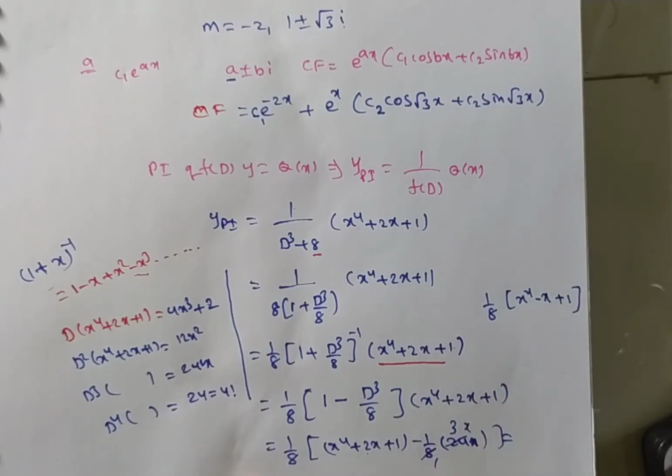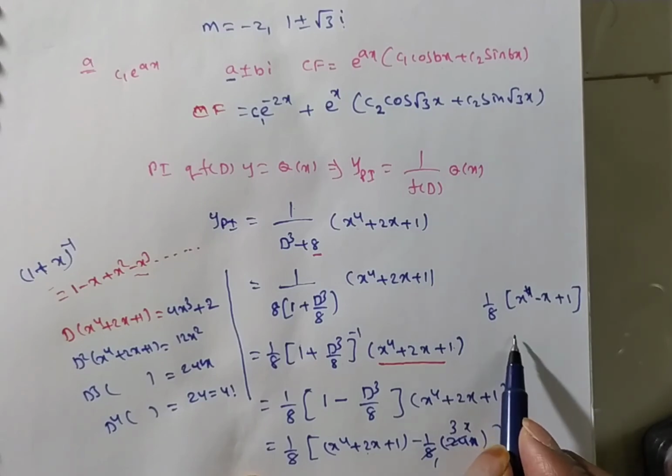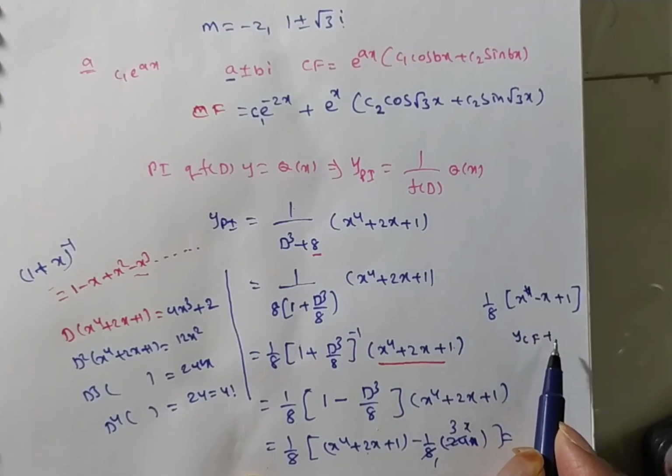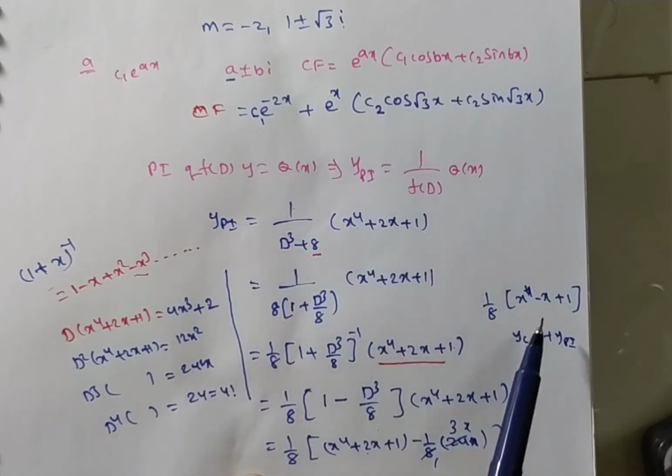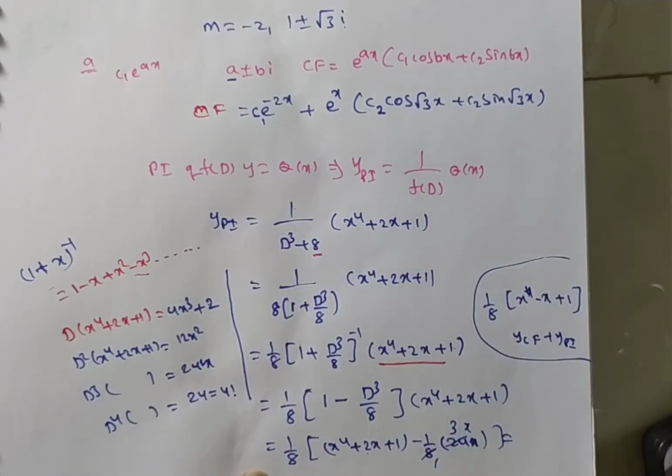Is it clear for everyone? You see, this is the particular integral. Hence the general solution is y equals CF plus PI. So you need to write the complementary function plus the particular integral. Is it clear for everyone?